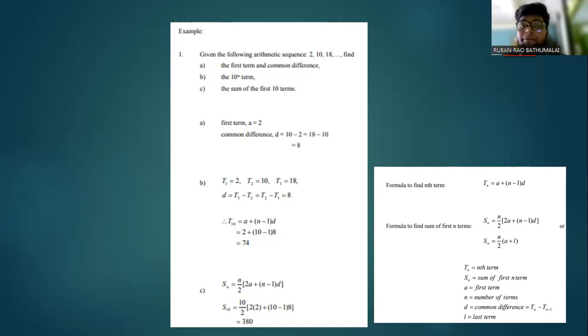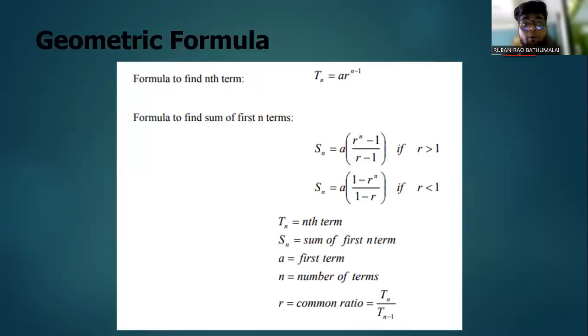For C, the sum of the first 10 terms, we can use the second formula: S small n equals n over 2 in bracket 2a plus in bracket n minus 1 times d. Because we already have the values, we just substitute everything into the formula and you get 380. That is the arithmetic formula and also a very good example. Okay, we go next.